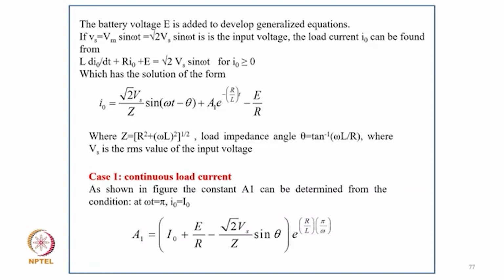the load current I0 can be found from L di/dt plus Ri plus E equal to root 2 Vs sin omega t for I greater than 0, which has the solution in the form of I0 equal to root 2 Vs upon Z sin omega t minus theta plus A1 e to power minus R upon L t minus E upon R, where Z equal to in bracket R square plus omega L square to power half, and load impedance angle theta equal to tan inverse omega L upon R, where Vs is the RMS value of the input voltage.